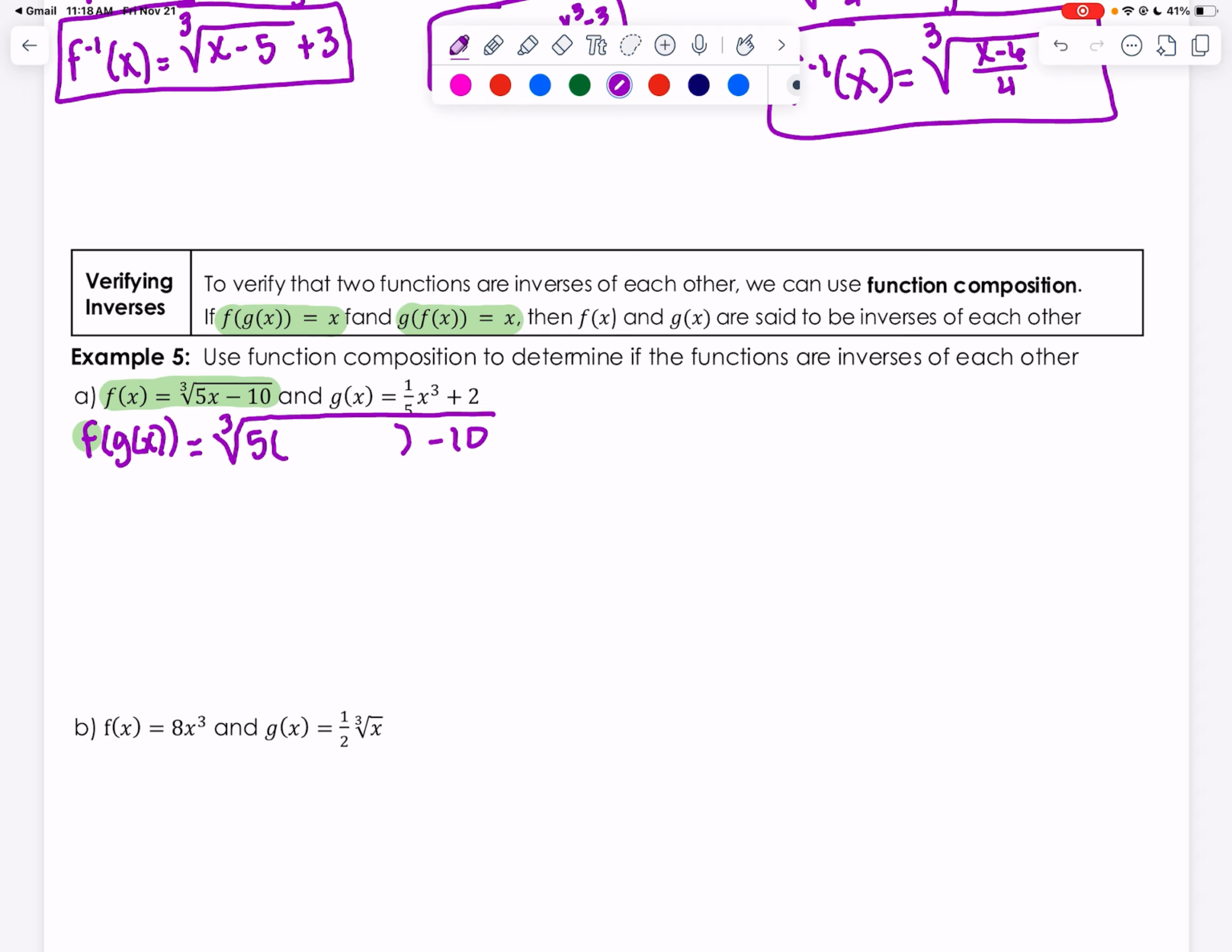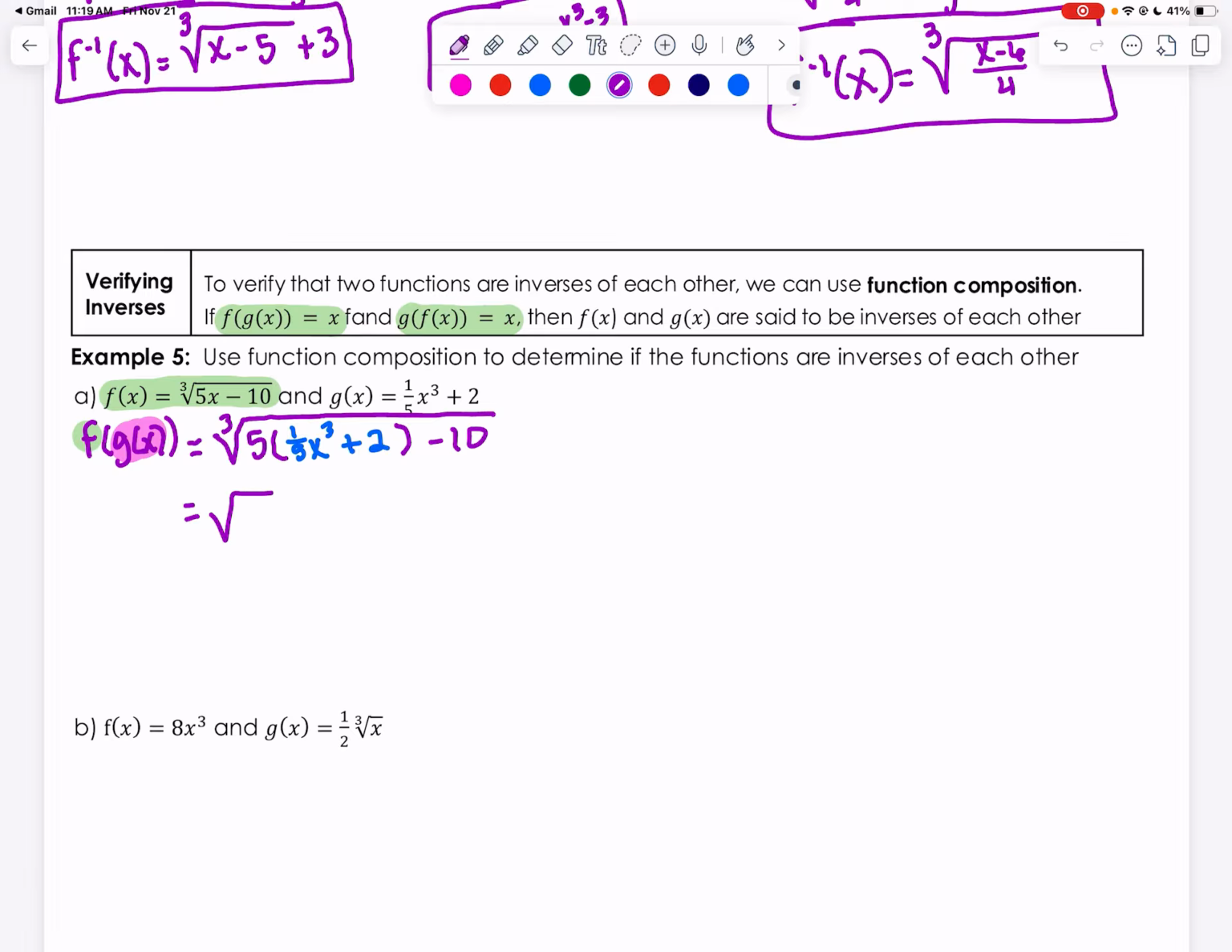Now, let's look to see what we should plug in. It says to plug into the parenthesis g of x. And g of x was 1/5 x cubed plus 2. So I'm going to plug that in right here: 1/5 x cubed plus 2. That's why I had you write it pretty big, right? Now we're going to simplify that.